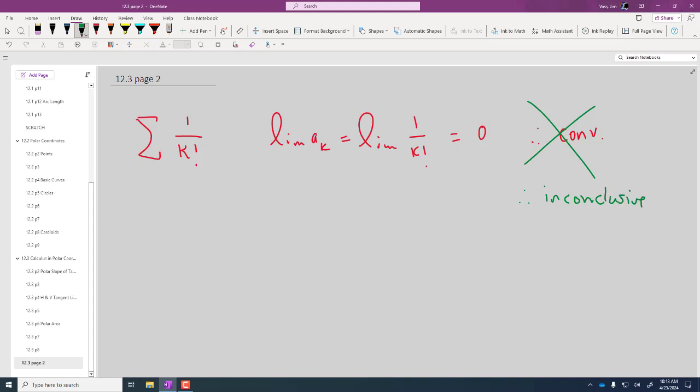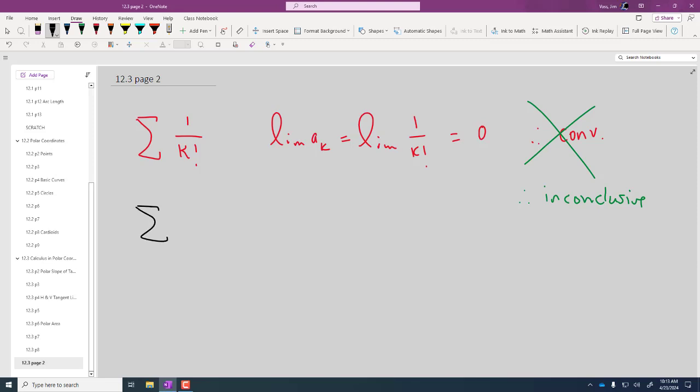right? It's necessary that a sub k goes to 0 if you're going to add up an infinite collection of numbers. It's necessary that they go to 0, but that's not enough. The harmonic series goes to 0, but that adds up to infinity. So I saw that a bunch. Muy mal.